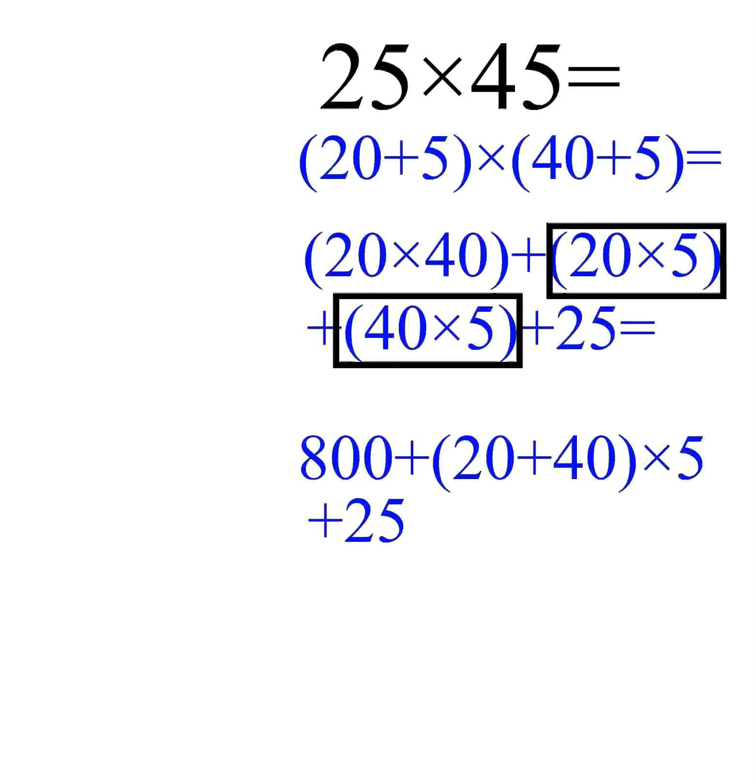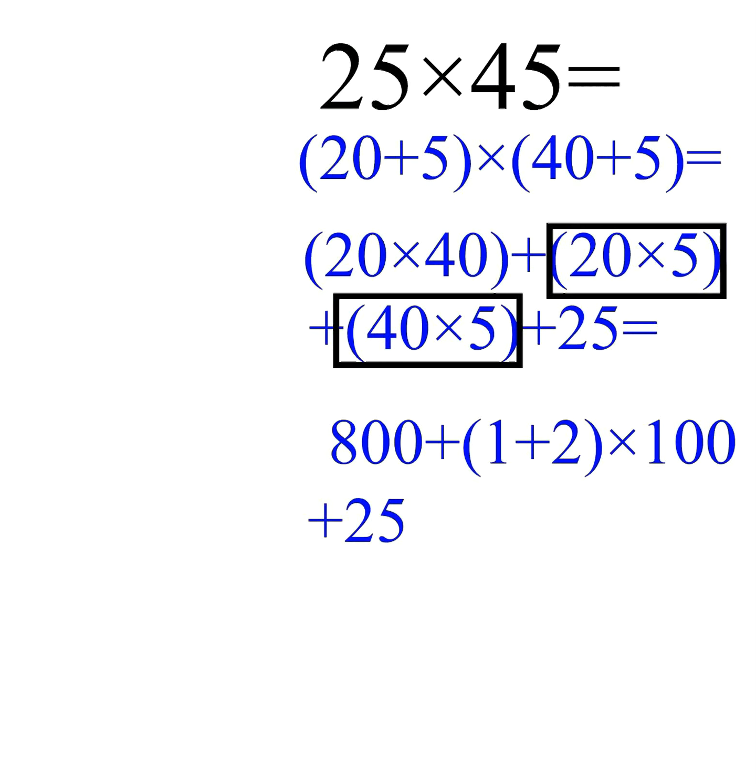Now, here, we could write 5 as 10 divided by 2. And as this is a product, we could divide inside the parentheses by 2 instead of dividing 10 by 2. Okay, and this is 10 plus 20. And we could write it as 1 plus 2 times 100. Okay, simple. So far we have 800 plus 300 plus 25, or 1100 plus 25, which would be 1125.